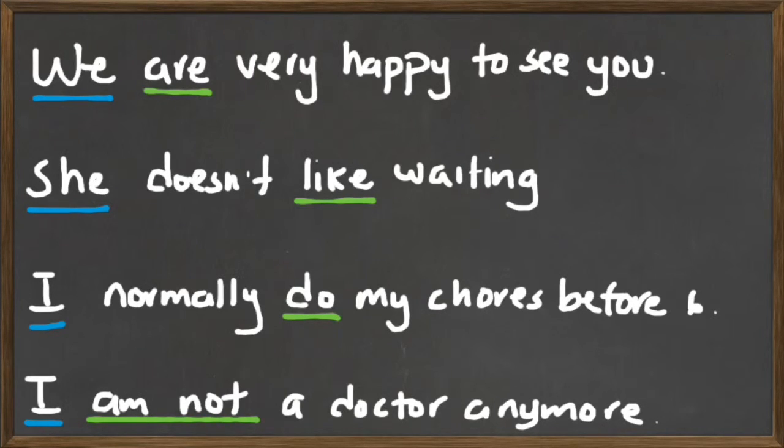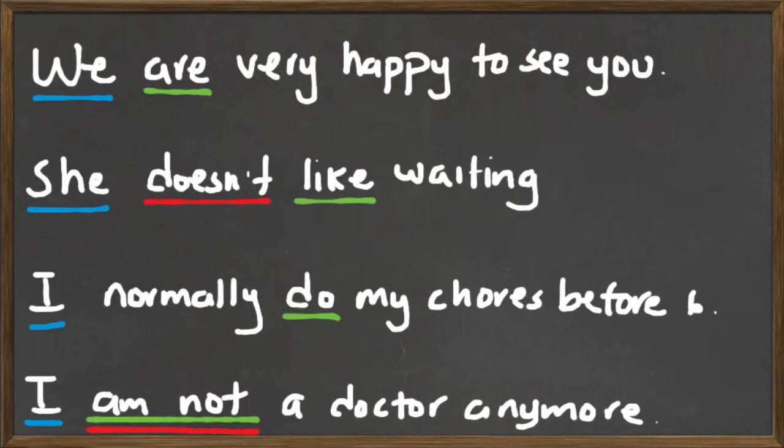Also, remember that the verb to be is both an auxiliary and a verb at the same time. So I'm going to label it this way. Do we have auxiliaries here? Yeah, in the second one we have doesn't, which is negative. Doesn't for she. And, well, I just mentioned the fourth one, I am not a doctor.